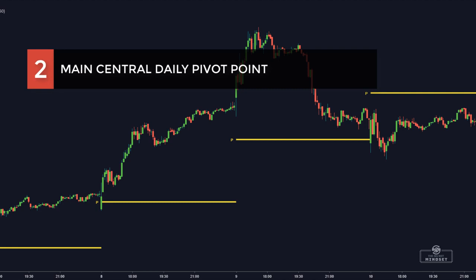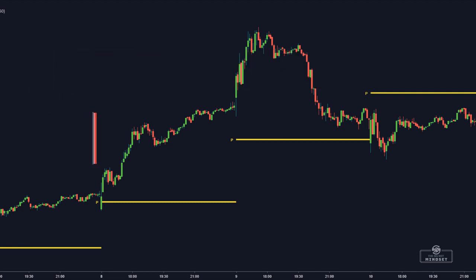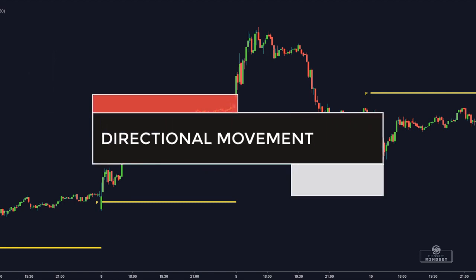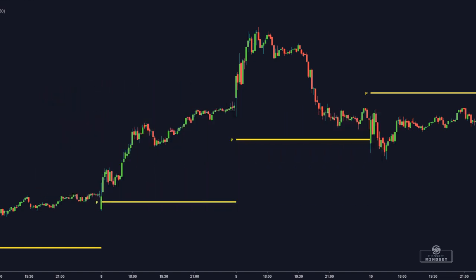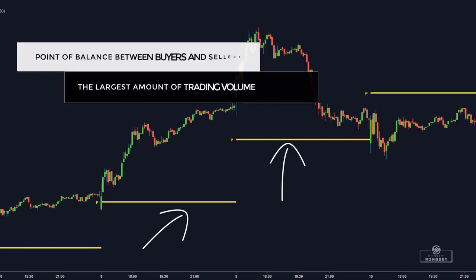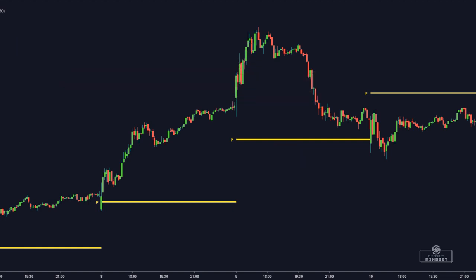Pivot points represent levels that are used by floor traders to determine directional movement and potential support and resistance levels. They became popular once traders on the floor exchanges began to use them. In order to identify the trend, I just focus on the central pivot point. The central pivot point represents the intraday point of balance between buyers and sellers and is usually where the largest amount of trading volume takes place.